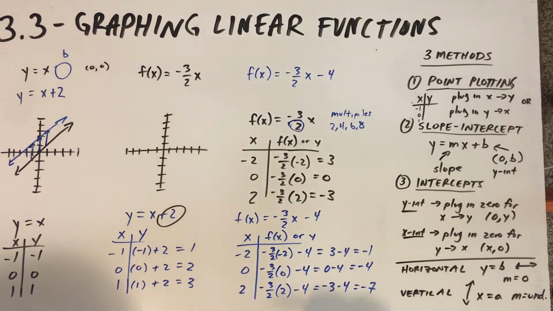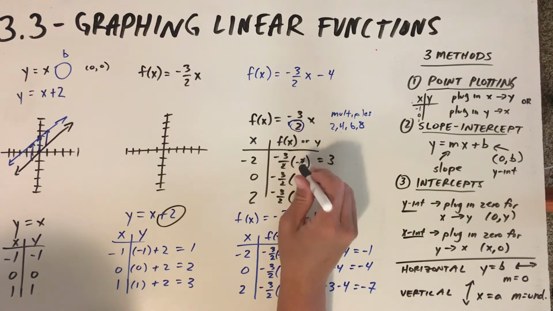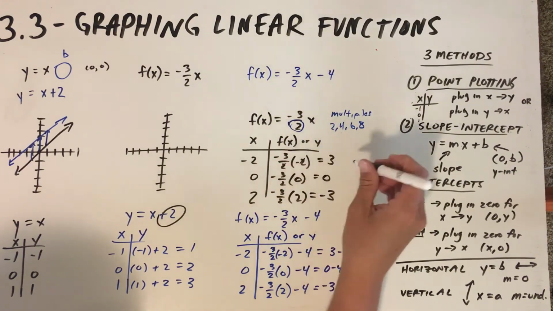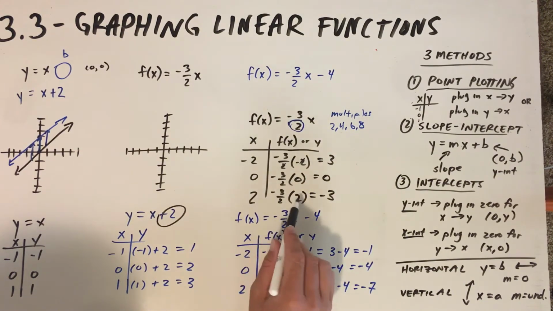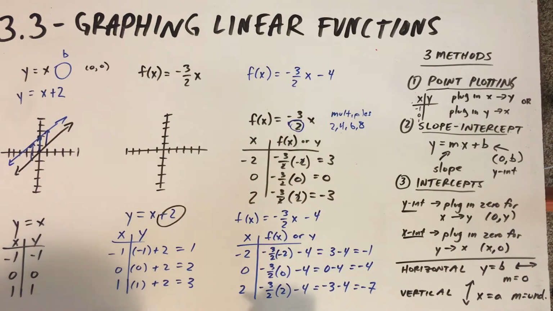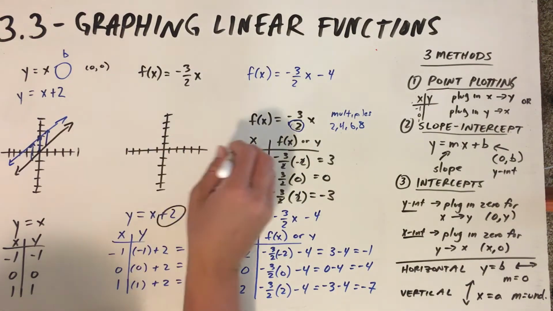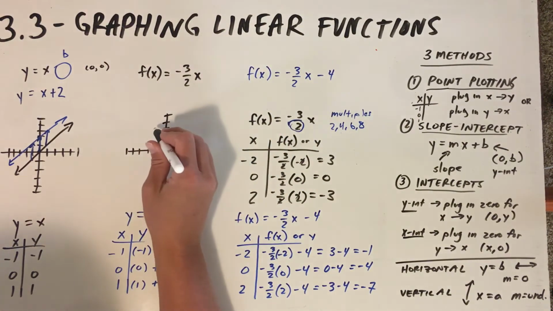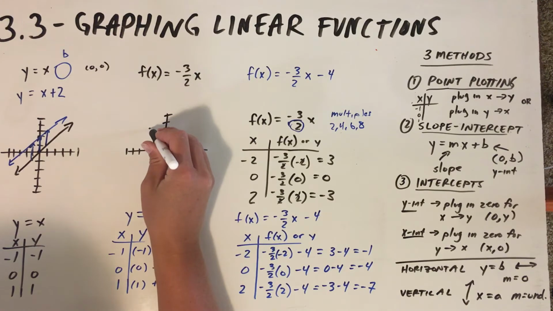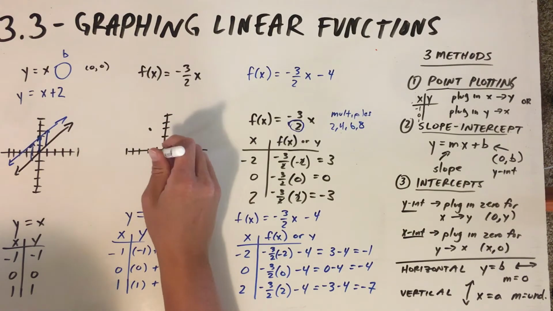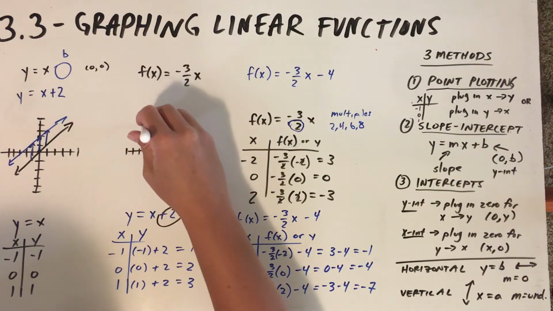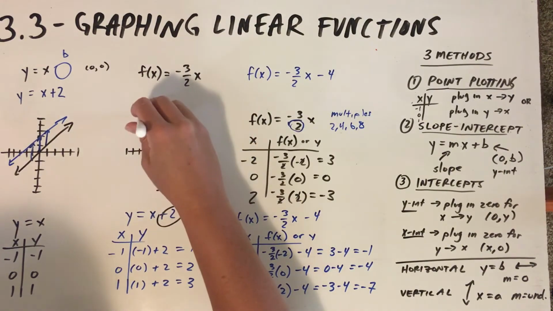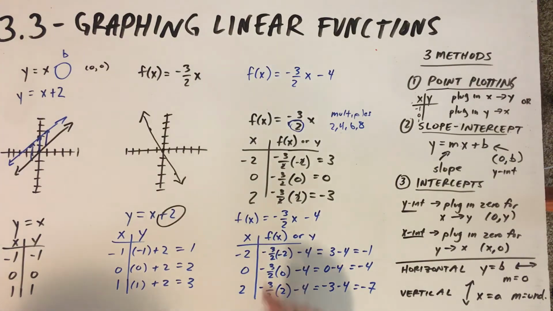Okay, so when I plug in here, this 2 cancels with this 2, and I just get a -3 times a -1, which is 3. When I plug in 0, 0 times anything is 0, and when I plug in a 2 here, these cancel, and I just get -3. Okay, so the points here then are -2, 3, which is right here, the point 0, 0, and the point 2, -3. So this line looks like this. Using point plotting, I just put these together as ordered pairs.